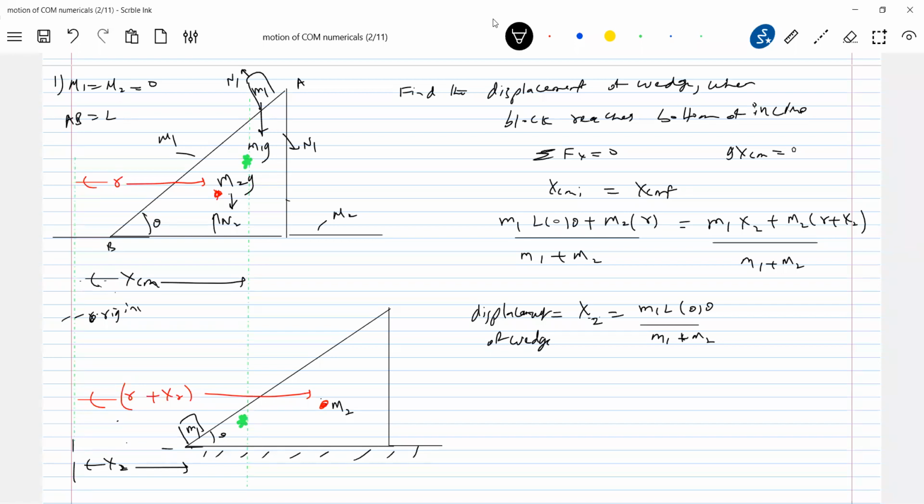Can you say anything about delta xcm? Delta xcm is 0. What about delta ycm? Please look carefully. It got displaced. Earlier the center of mass is here. Now where the center of mass is, it has descended. Look at the height from the ground. So is delta ycm 0 or non-zero? It's non-zero. And any reason for that? Because the net force acting on the system along y-axis is non-zero.